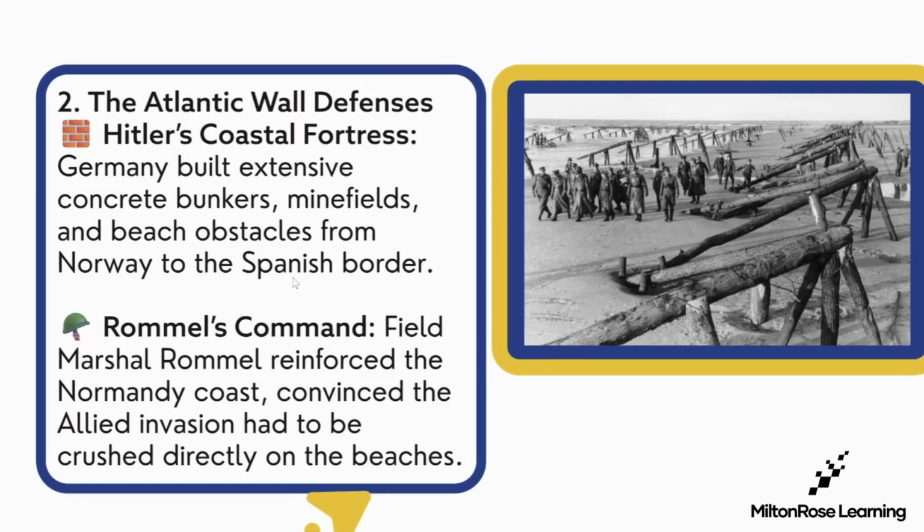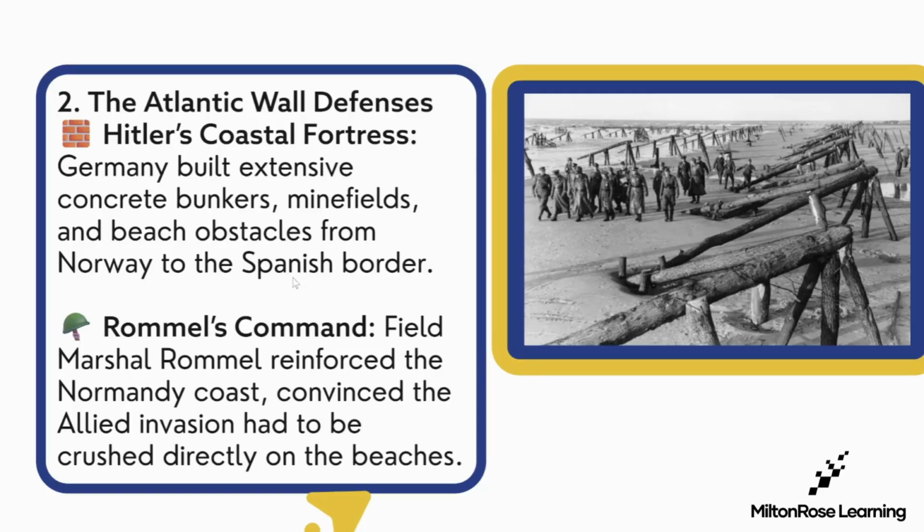So we had the Atlantic Wall defences. Hitler wasn't lazy in doing this. He set up what he called Festung Europa, Fortress Europe. He set up extensive concrete bunkers, minefields, beach obstacles, all the way from Norway to the Spanish border. They were incomplete, but he was doing a good job up to a point, and you can see some of the coastal defences there that would need to be surmounted.